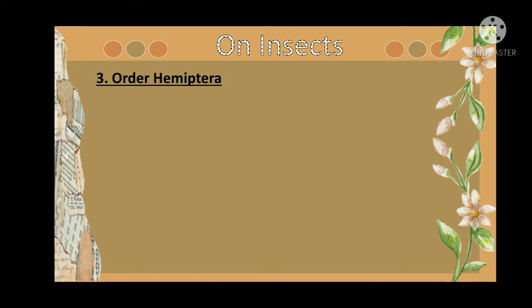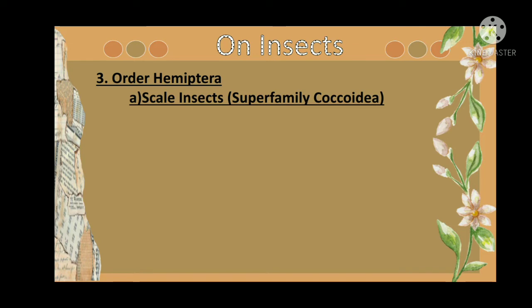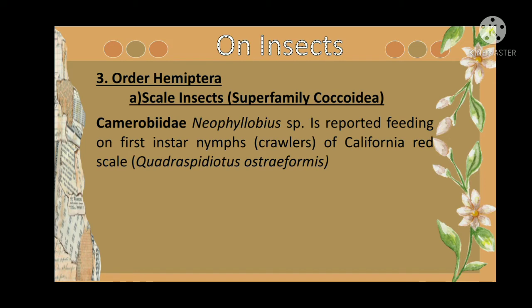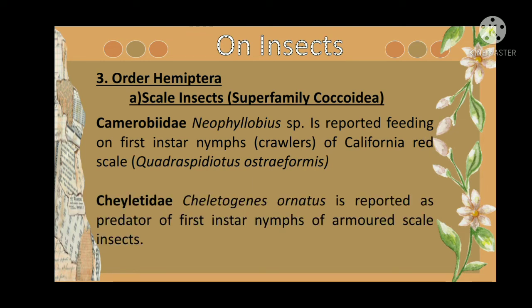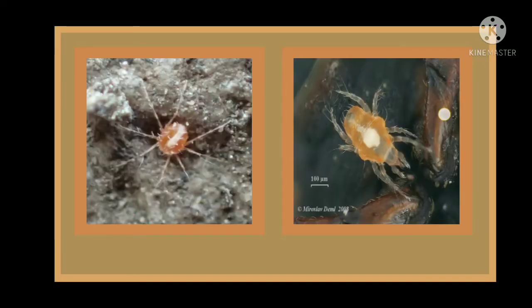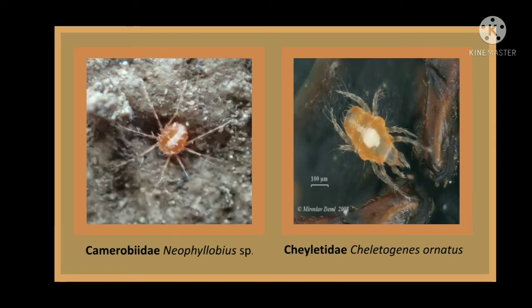Next is order Hemiptera. Scale insects, superfamily Coccoidea. Cameroniidae is reported feeding on first instar nymphs of California red scale. Cheyletidae is reported as predator of first instar nymphs of armored scale insects. These are examples of Cameroniidae and Cheyletidae.